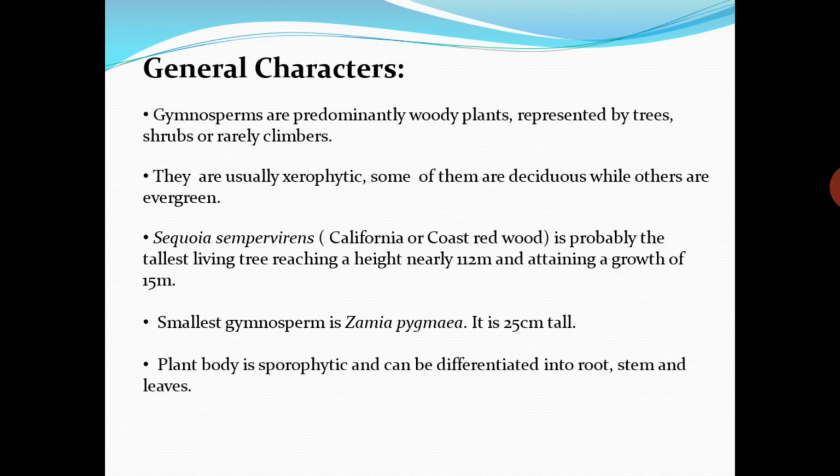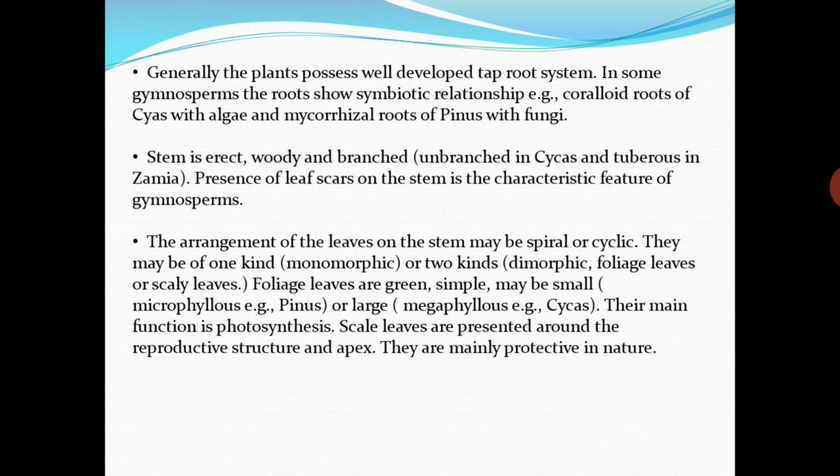The plant body is sporophytic and can be differentiated into root, stem and leaves. So a sporophytic plant body is one which is differentiated into root, stem, leaves, but a thallophytic or thalloid structure is not differentiated like that, right? Next, generally the plant possesses a well developed taproot system. You know the types of roots: one is taproot and one is adventitious root. Gymnosperms possess a taproot system.